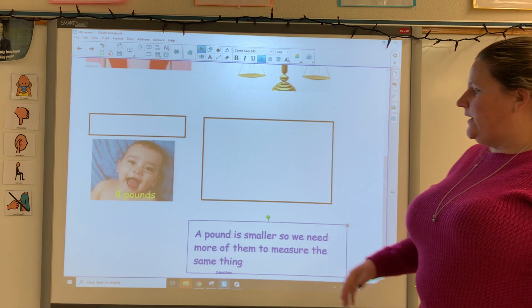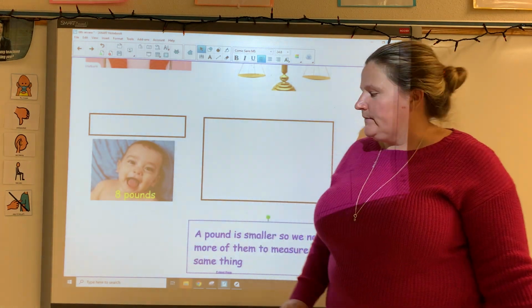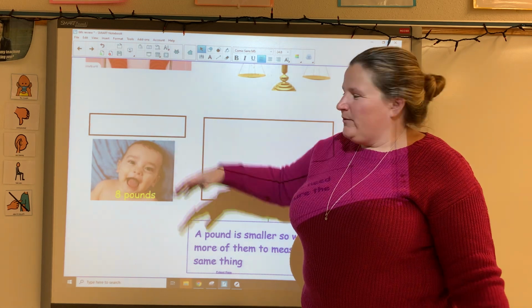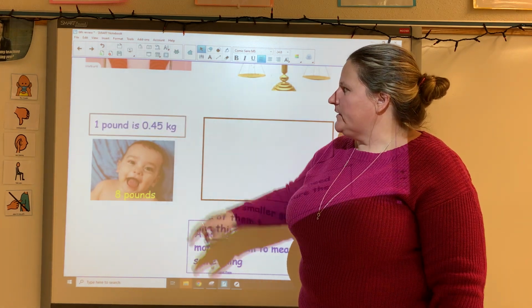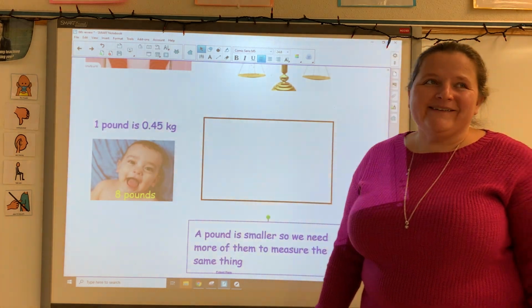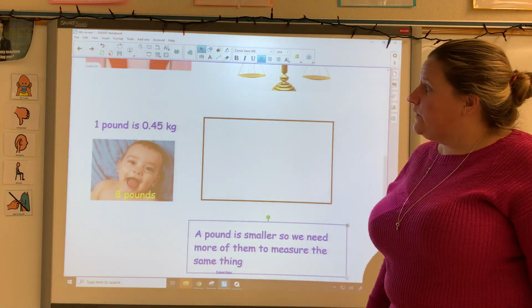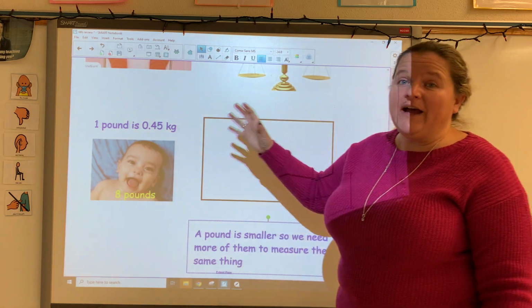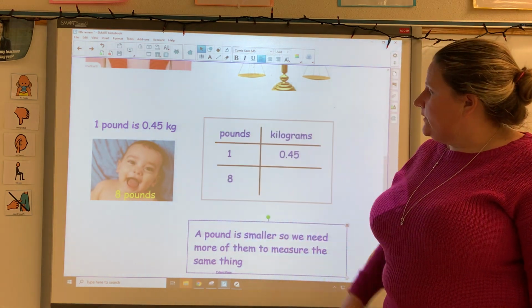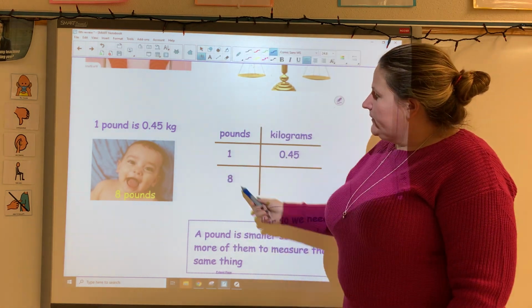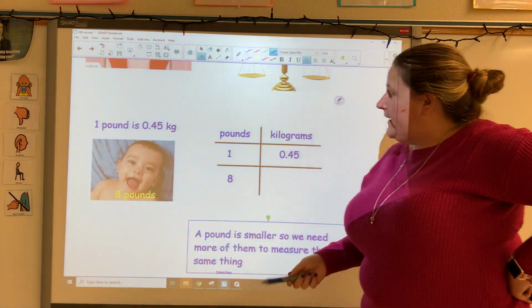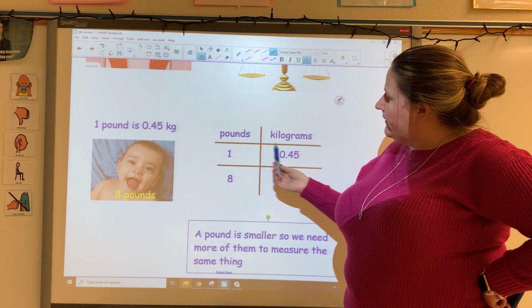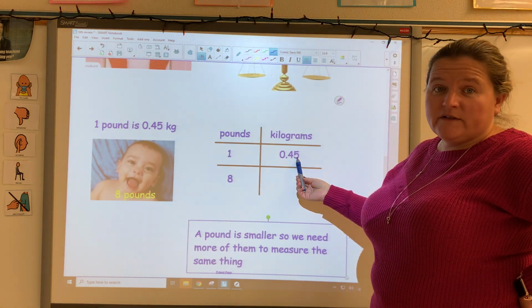So let's say we have a baby and the baby is 8 pounds. What if we want to know how many kilograms it is? Well, 1 pound is equal to 45 hundredths of a kilogram, or so about half of a kilogram. So I can use a table. And if I want to figure out how much this baby weighs in kilograms, I'm going to use my table. So I have 1 pound is 45 hundredths kilograms.